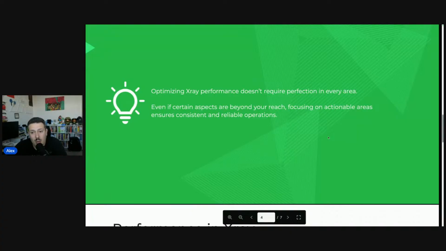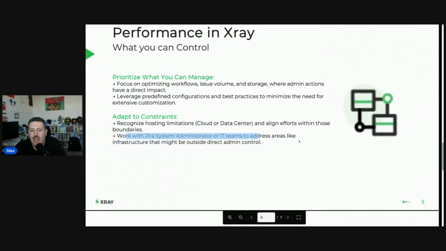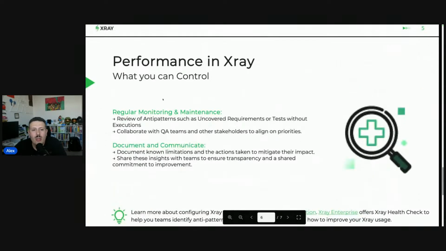Optimizing Xray performance does not require perfection in every area. Even if certain aspects are beyond your reach, focusing on actionable areas ensures consistent and reliable operations. So what can you control? Prioritize what you can manage. Focus on optimizing workflows, issue volume, and storage, where admins' actions have a direct impact. Leverage predefined configurations and best practices to minimize the need for extensive customization. Adapt to constraints: recognize hosting limitations between cloud and data center, and align efforts within those boundaries. Work with the Jira system administrator or IT teams to address areas like infrastructure that might be outside of admin control.